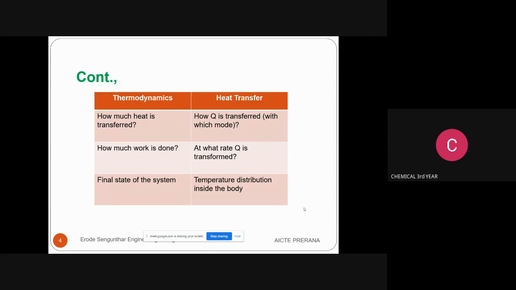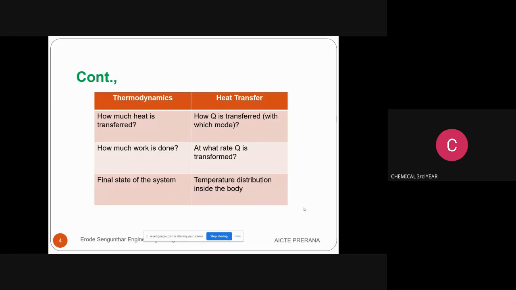How the heat is transferred from the lower temperature to higher temperature, or from the higher temperature to lower temperature, or in cyclic form, or reversible form, or irreversible form. This kind of process concept we can come to know only from thermodynamics. But in heat transfer, we will discuss only the transfer of heat.